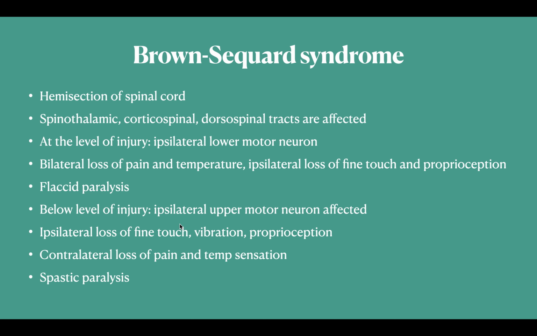Below the level of injury, the ipsilateral upper motor neuron is affected, and there's going to be ipsilateral loss of fine touch, vibration, proprioception, and contralateral loss of pain and temperature sensation. And this is going to result in spastic paralysis. So there's going to be like contracture occurring. So what to know here? Above level of injury, lower motor neurons going to be affected. Above the level of injury, ipsilateral motor neuron affected.